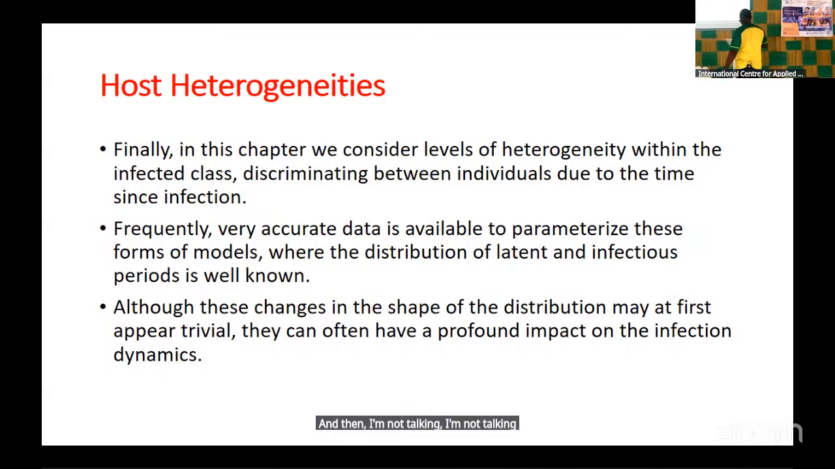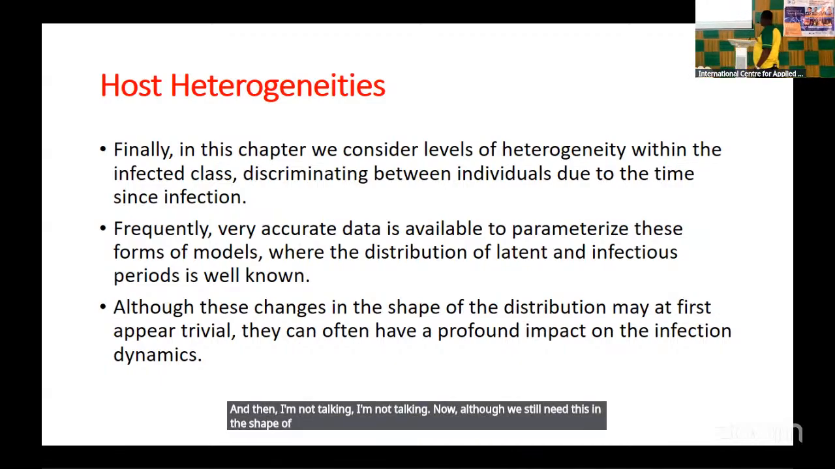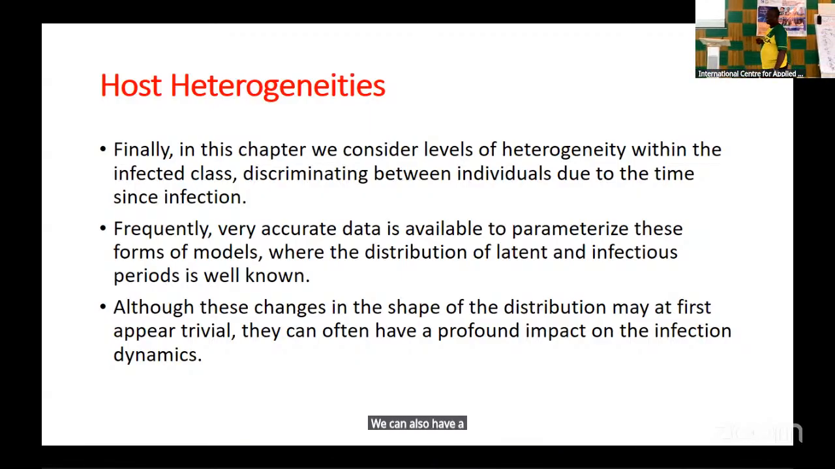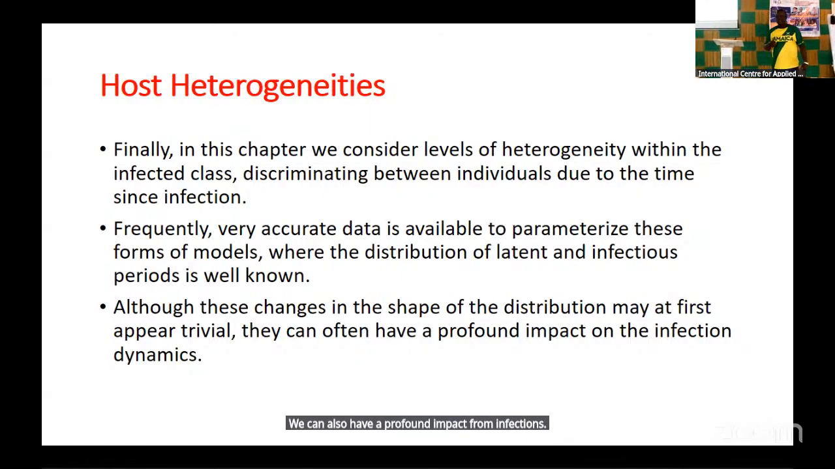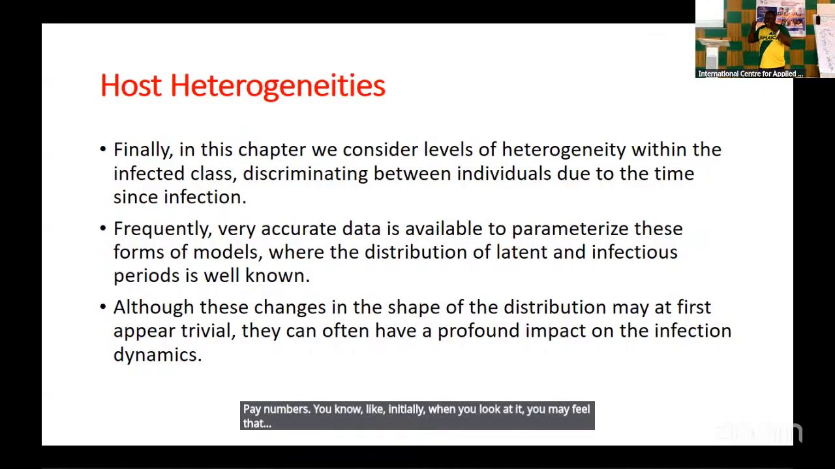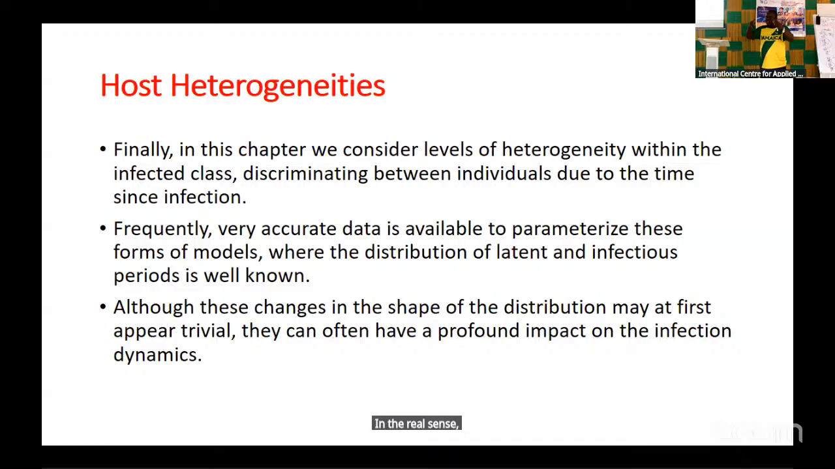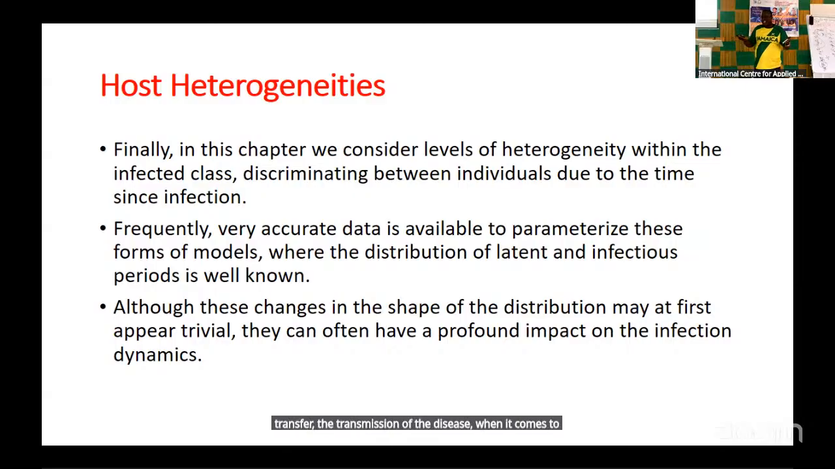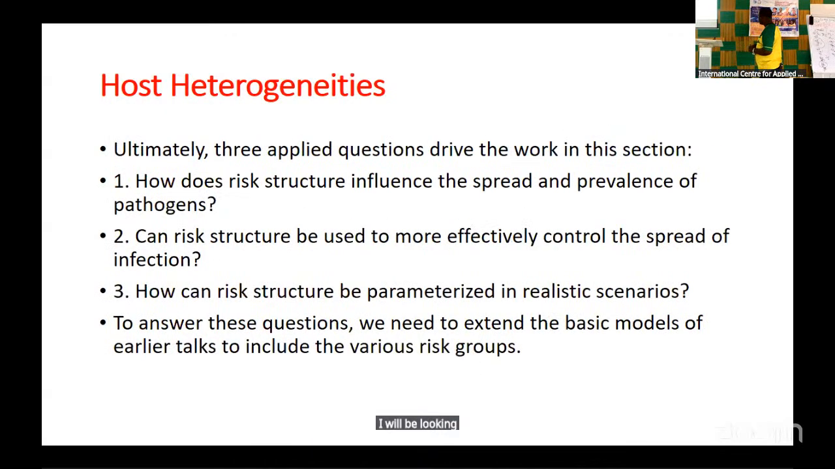Now, although these changes in the shape of the distribution may at first appear trivial, they can often have a profound impact on the infection dynamics. Initially when you look at it, in the real sense, you are featuring something that is more important in terms of the transmission of the disease, for instance measles or some of these other diseases like malaria that we have been looking at.